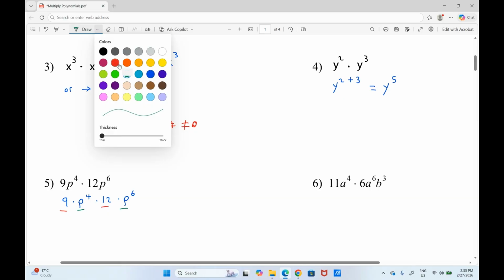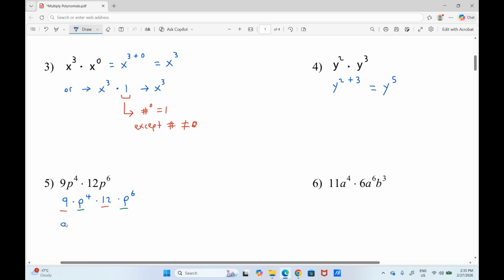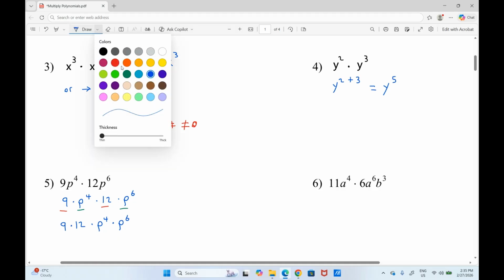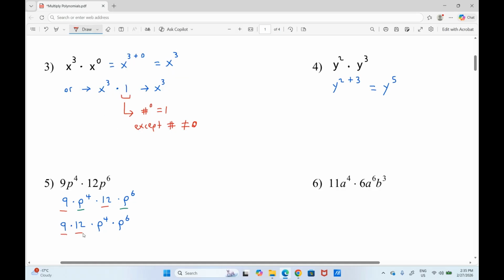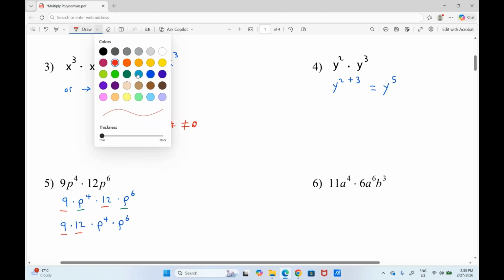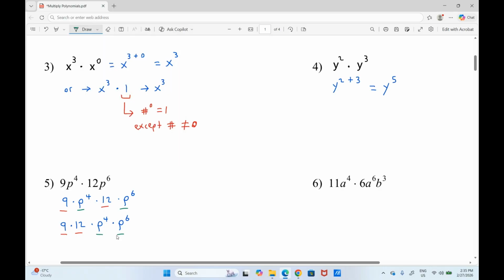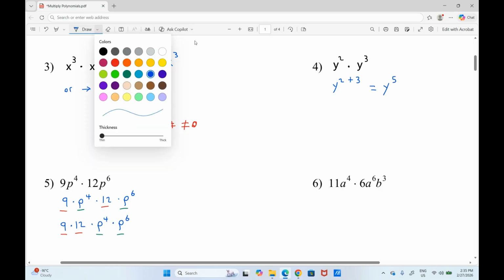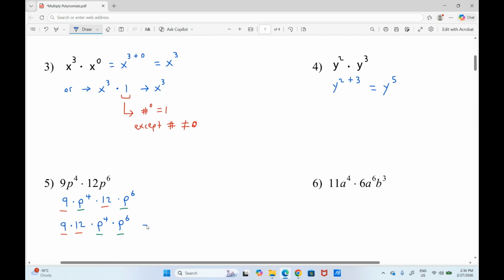If I choose to rearrange it, let's move the 9 closer to the 12, and then we'll move the p next to the p. So in this case, now let's solve these. Once again, my numbers are numbers, so I can multiply them together. And my p's have the same base, so I can also multiply them together. So in this case, what is 9 times 12? Well, 12 times 10 is 120, so 9 times 12 must be 108.